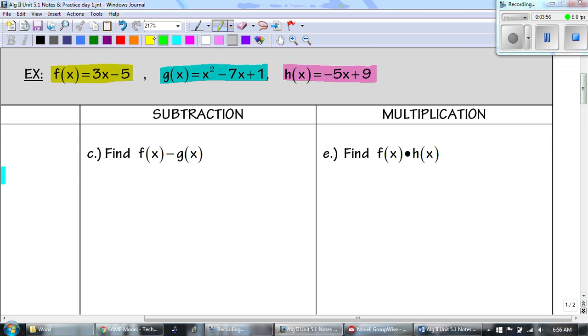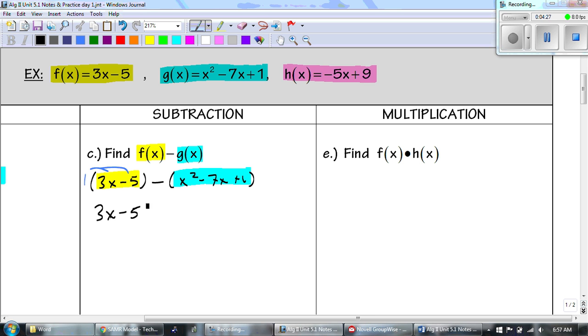Now we've got subtraction. So I look at what two functions I've got, f of x minus g of x. We start off with f of x in parentheses, 3x minus 5. I am subtracting x squared minus 7x plus 1. Okay, so there's g of x, there's f of x. Now, the guy out front is the same. It's a positive 1. I distribute a positive 1, and nothing changes.